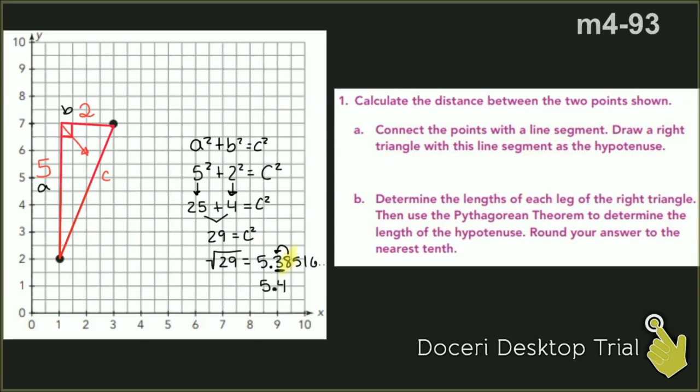So we end up with 5 and 4/10 as our value for C. Okay, so what that's telling us is over here on our triangle, the hypotenuse value is 5 and 4/10.